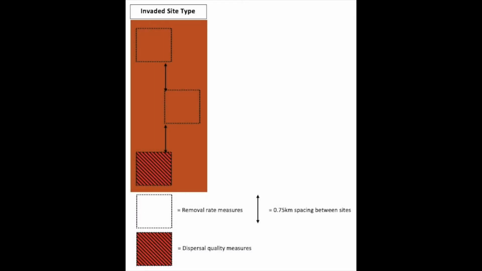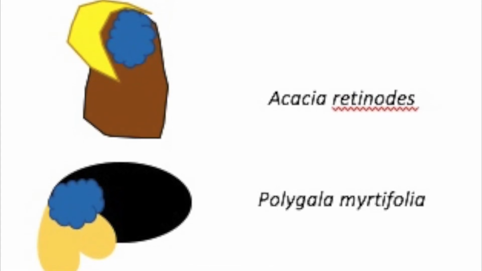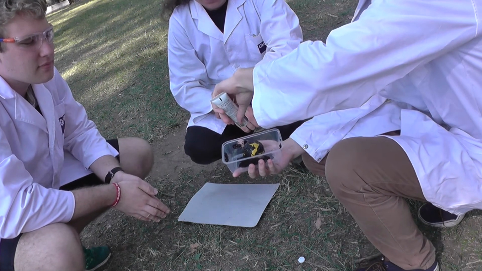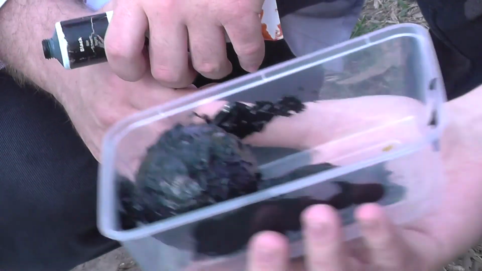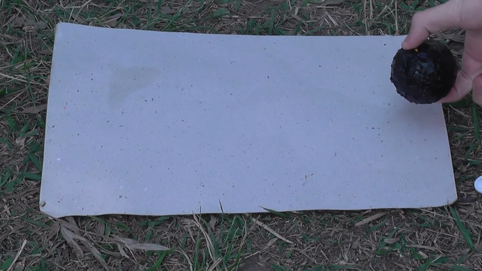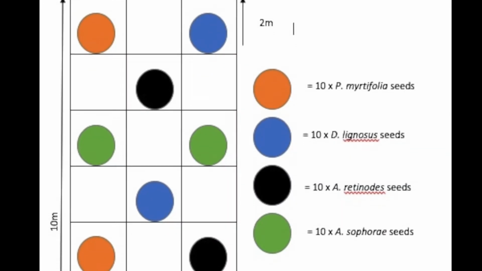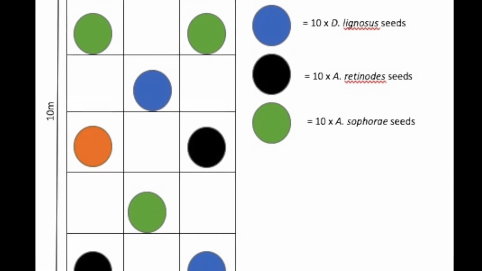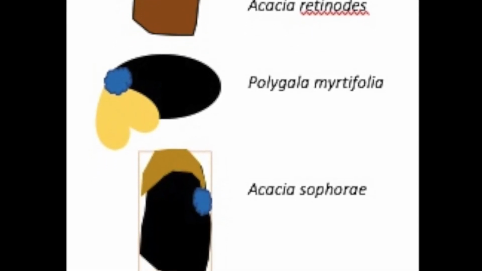2 aspects of seed dispersal were examined separately at one of the 3 invaded sites. These aspects were distance of seed dispersal and rate of seed burial. Seeds of Acacia retinodes and Polygala myrtifolia were marked with coloured paint to assist in tracking seed distance from the tray. Again, 3 replicate trays for each seed species were established, each containing 10 seeds. The seeds underwent an application of paint proximal to the elaiosome attachment.